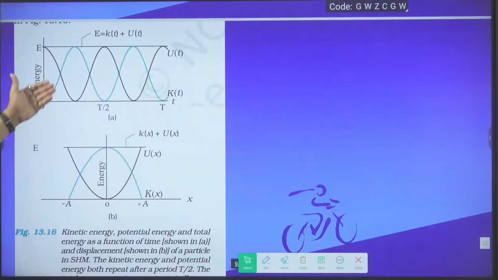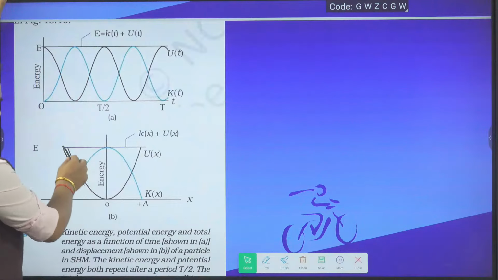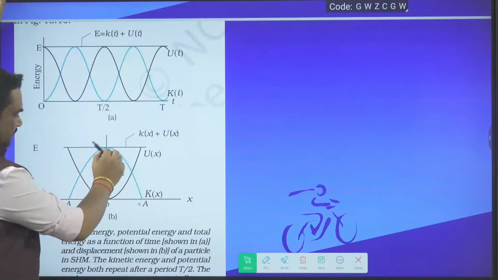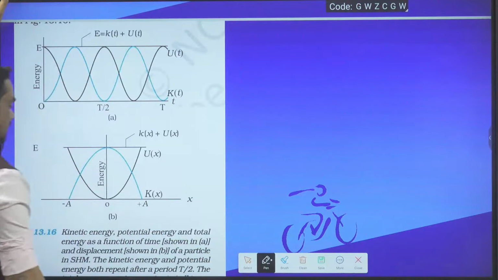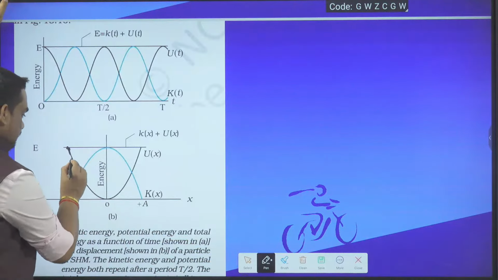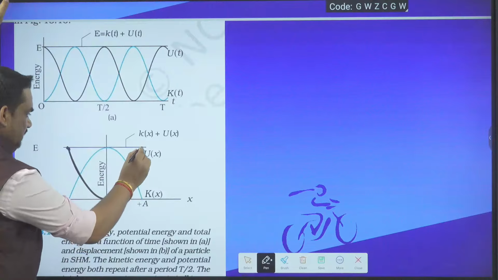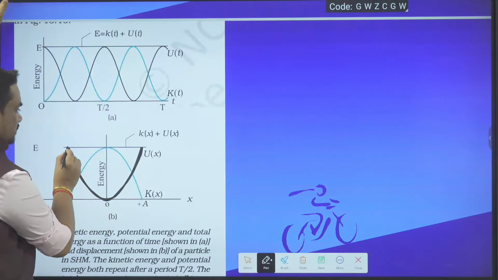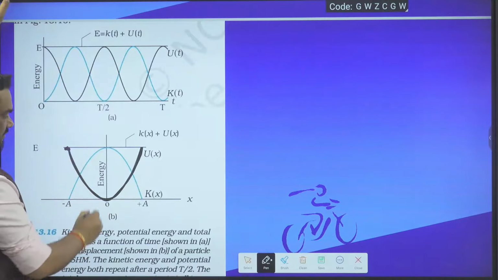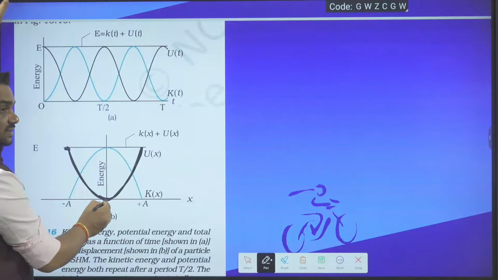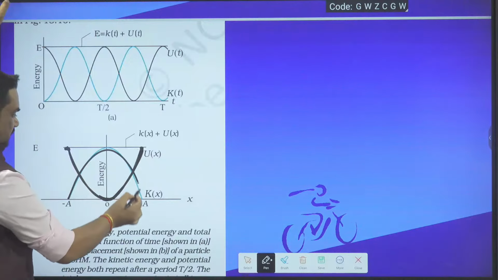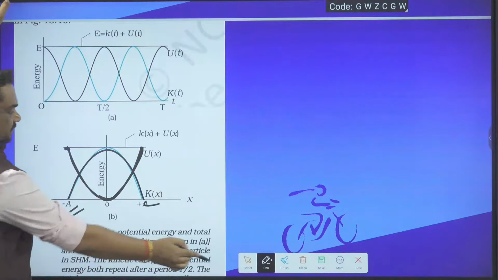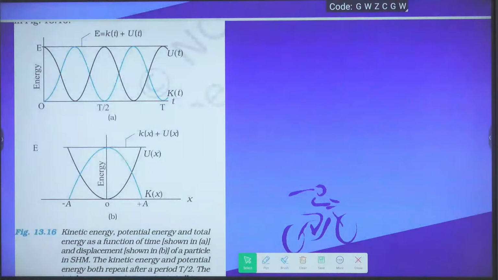Then these are the graphs you have to remember for the potential energy and kinetic energy. This one is for the potential energy, the inverted one. At the mean position the value is what? 0. At the extreme position, there is a graph of potential energy. The inverted one we can say is the graph of K, because at the extreme it becomes 0. So the graph you have to remember.